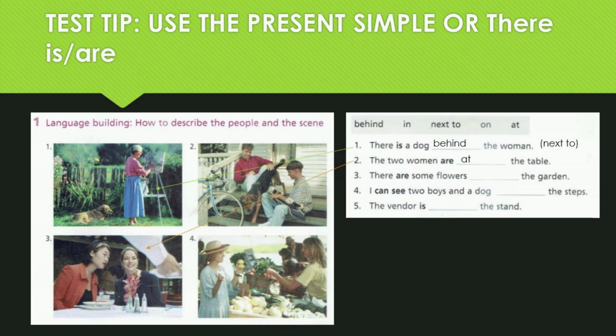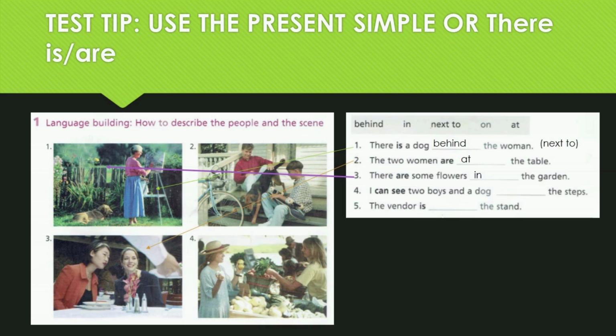Sentence number 3. There are some flowers blank the garden. You've got flowers, and this is the garden. So we're trying to describe picture number 1. There are some flowers in the garden. So you already know that for wide areas we use in, in the yard, in the garden. So in this sentence we use in.